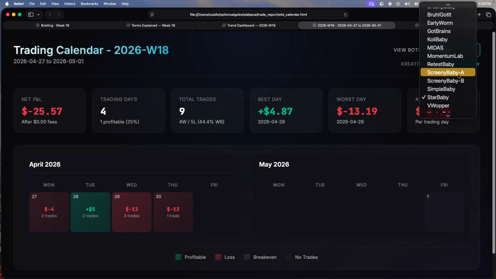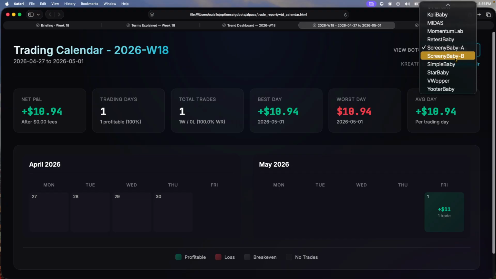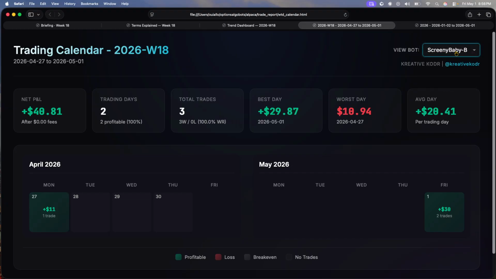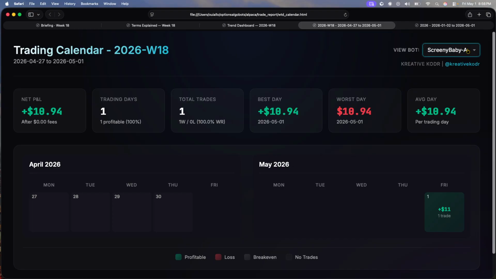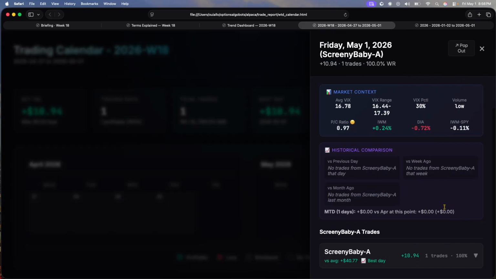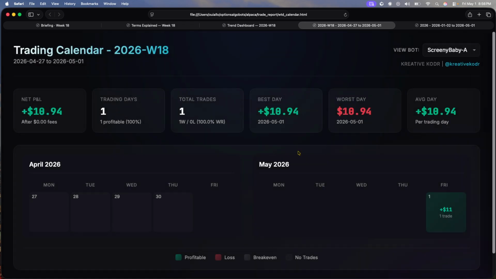Let's go look at Screeny. Now, Screeny has two different versions, Screeny A and Screeny B. The biggest difference between the two is that Screeny A trades between 9:30 and about 10, and Screeny B trades between 10 and 11. As you can see here, Screeny A only took one trade, and that was today. It was a call, bullish on the market, and was able to make 10 bucks from it.